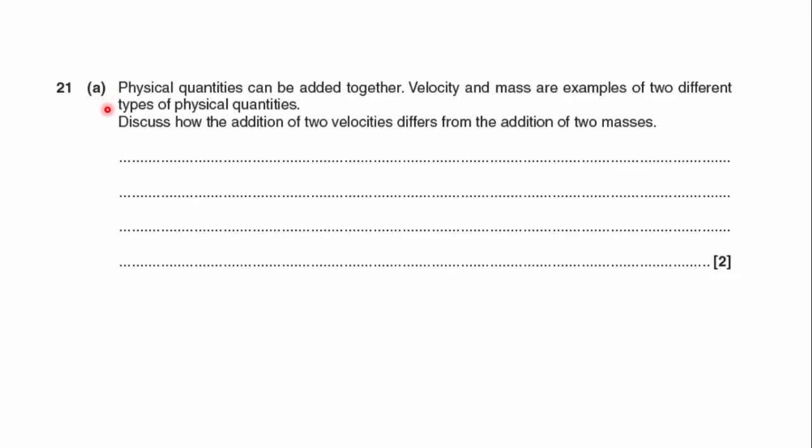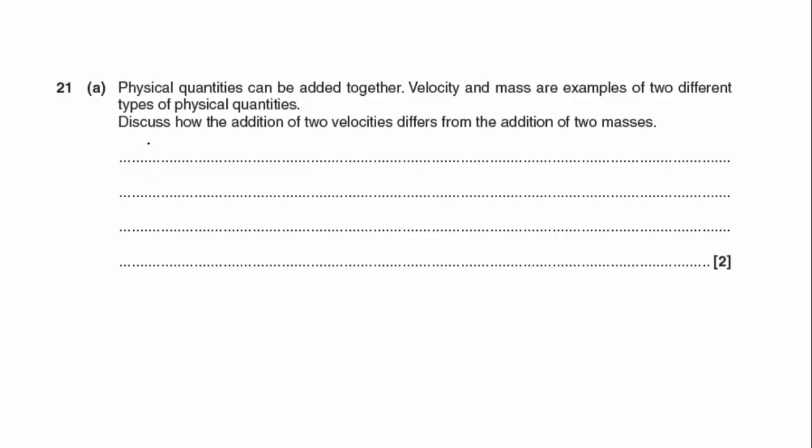So question 21, physical quantities can be added together. Velocity and mass are examples of two types of physical quantities. Discuss how the addition of two velocities differ from the addition of two masses. So what this question is getting at is, do you know the difference between scalars and vectors?